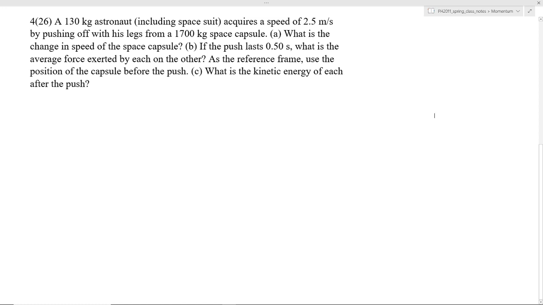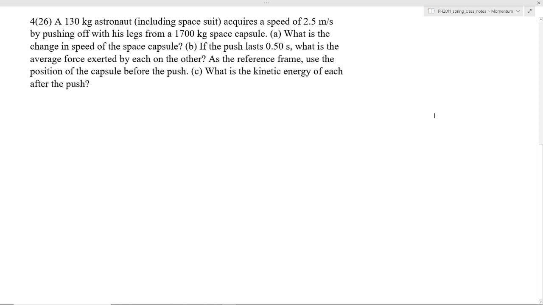So, okay, let me read this for you quickly. A 130 kilogram astronaut, including their spacesuit, obviously, acquires a speed of 2.5 meters per second by pushing off with his legs from a 1,700 kilogram space capsule. What is the change in speed of the space capsule? And then, if the push lasts half a second, what is the average force exerted by each on the other? And we're going to use the initial position of the capsule as the origin of our coordinate system. And then what is the kinetic energy of each after the push?